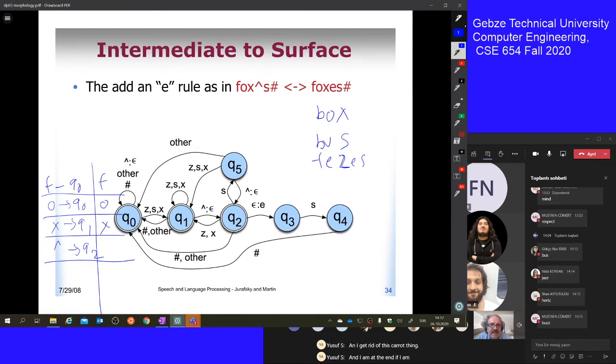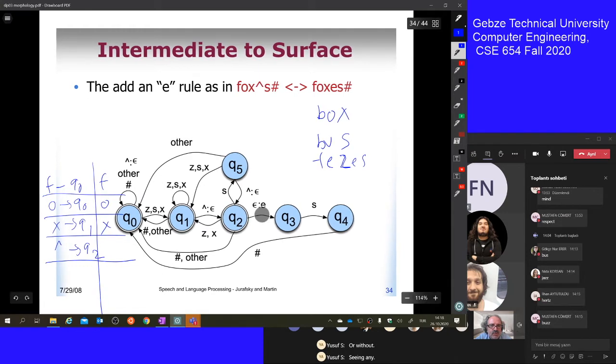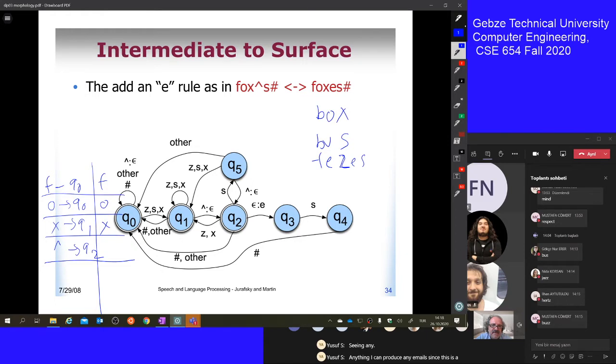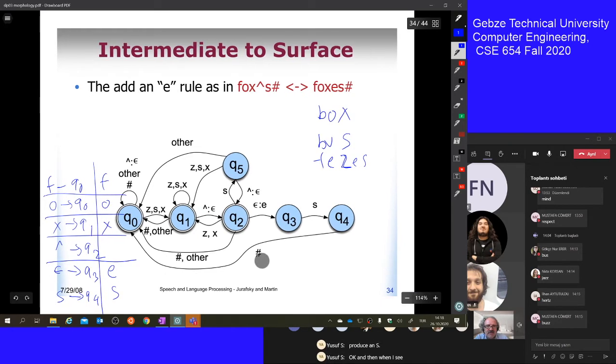If I am seeing an S in here, I can go to Q5, or without seeing anything, I can produce an E. Since this is a non-deterministic finite state transducer, and my purpose is to end up in an accept state, I think I will take this path, right? So without seeing anything, epsilon, I will go to Q3 and I will produce an E. Then with seeing S, I will go to Q4 and I will produce an S.